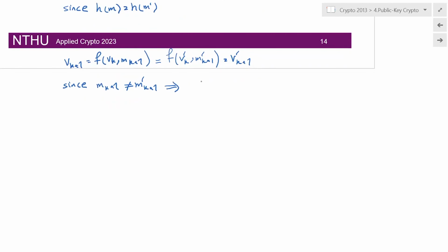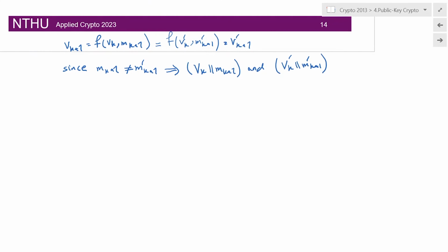Then it means that these two values, vk concatenated with mk plus 1 and v prime k concatenated with m prime k plus 1, are a collision pair for the function f. But that is a contradiction, right?